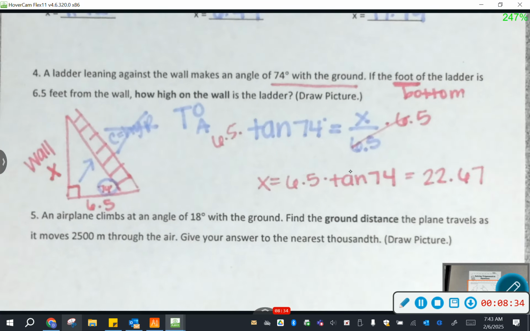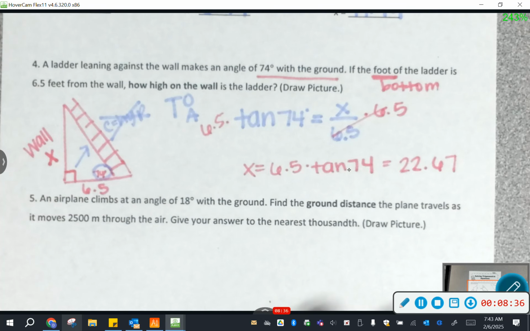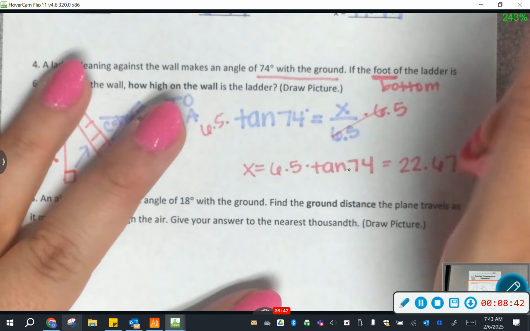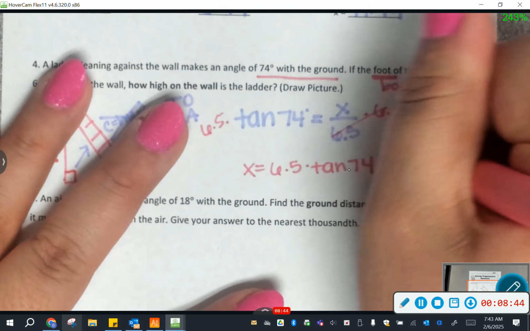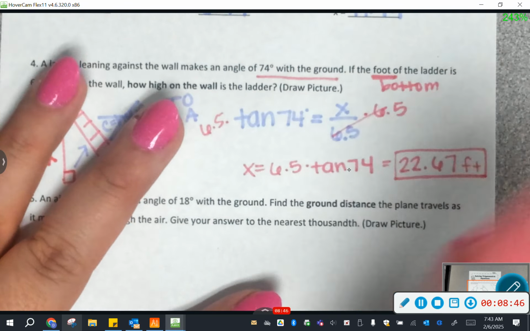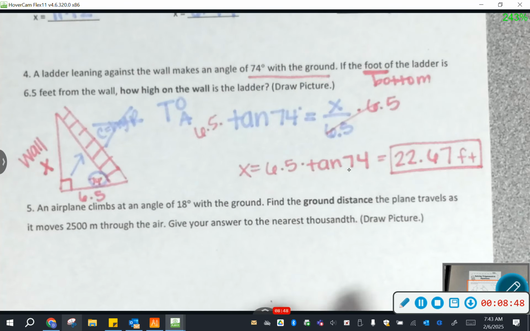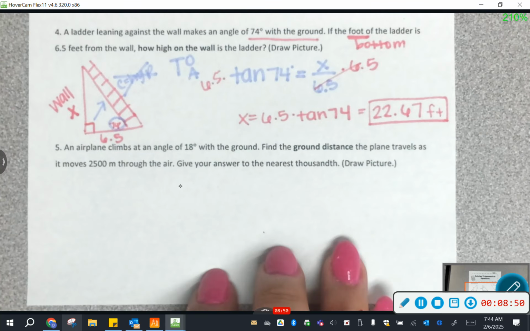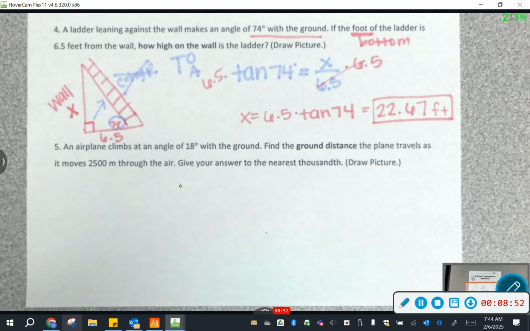What are we talking about here? Did y'all get 22.67? 22.67 what? Feet. What questions can I answer?